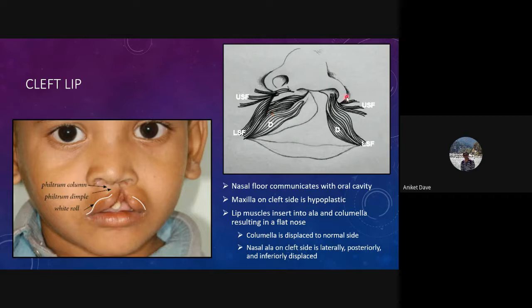And if you have a look at the image on the right, it shows the muscles are not in a continuous sling. So they are inserted abnormally. On one side, they are inserting onto the columella, while on the other side, they are inserting near the base of the ala. So this results in abnormal pull on these structures by the muscle, which results in a flattening of the nose on that side. Even the columella gets displaced due to the pull of the muscles, and the nasal ala base is also displaced laterally and posteriorly.